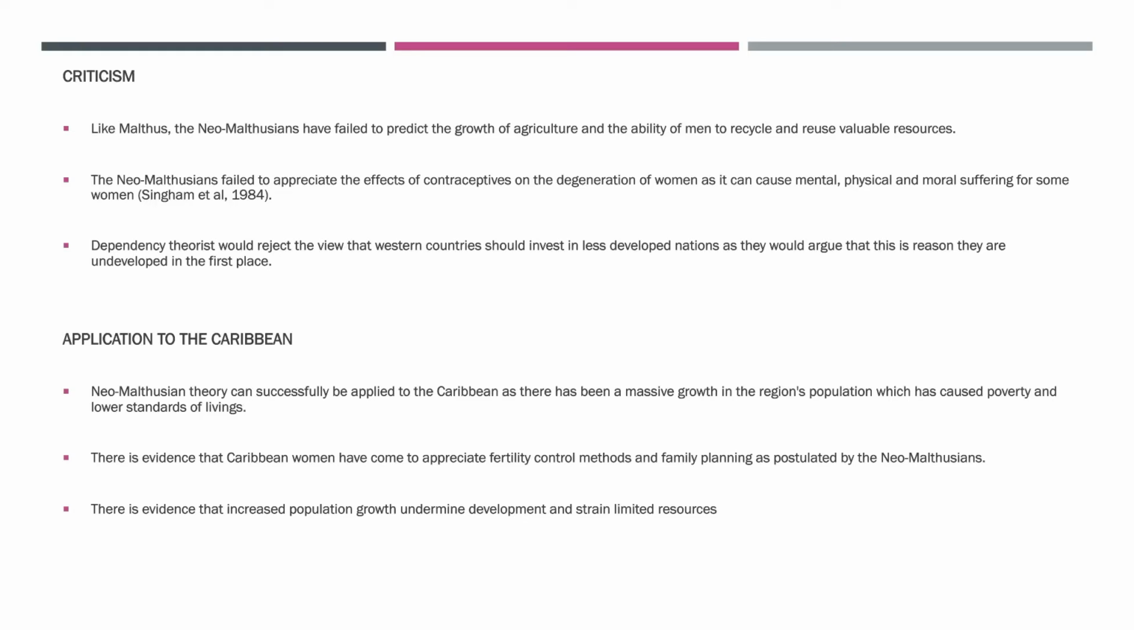So, for the criticism, the neo-Malthusians fail to appreciate the effects of contraceptives on the degeneration of women, as it can cause mental, physical, and moral suffering for some women, which is true because despite their benefits, everything tends to have side effects, and a lot of times women taking contraceptives may experience devastating side effects, which may lead to death, and physical damage as well. They also got criticized by the dependency theorists, who would reject the view that Western countries should invest in less developed nations, as they would argue that this is the reason they are underdeveloped in the first place.